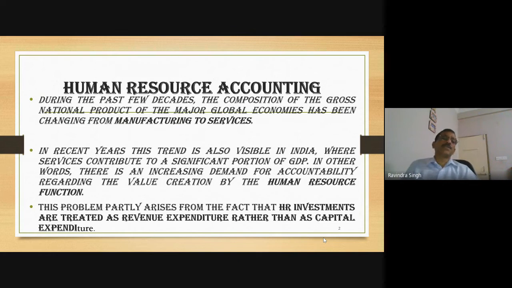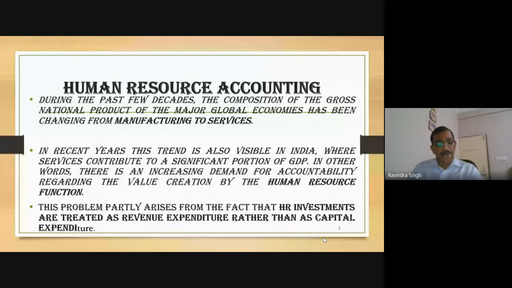reason behind this. During the past few decades, the composition of the gross national product of the major global economies has been changing from manufacturing to services. There are three sectors: primary, secondary, and tertiary. Primary is agriculture; secondary is business, that is manufacturing and trading; and tertiary is services.